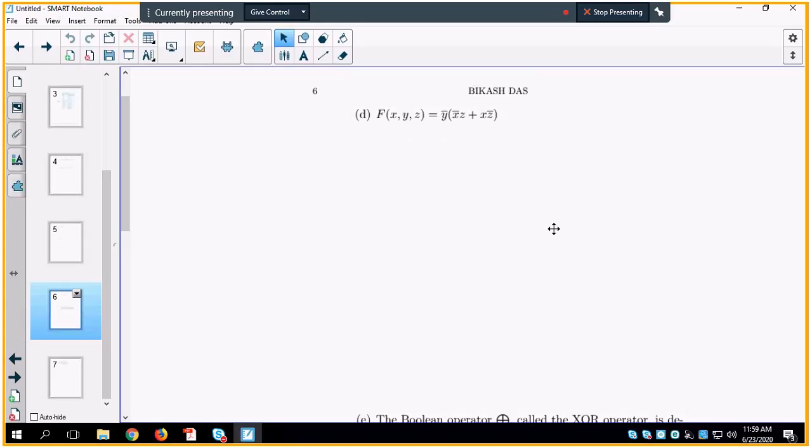Okay, so let us talk about the fourth example. This time the Boolean function is a function of x, y, z that maps to y bar times (x bar z plus x z bar). So as usual, we're going to build our table.